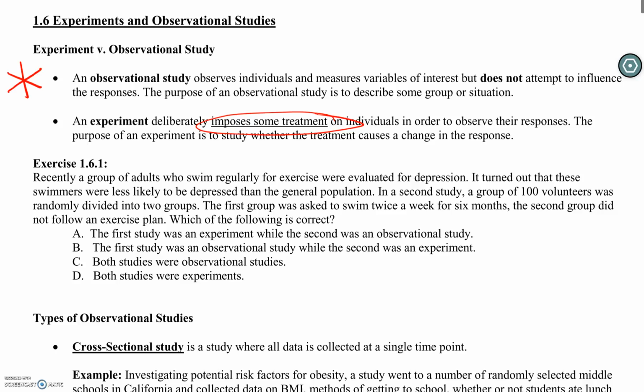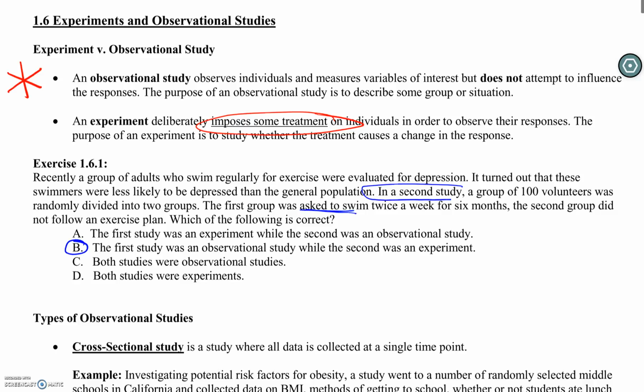All right, so hopefully this is an old exam question. This was easy. Sometimes students make a mistake here. We have a group of adults who swim regularly that are evaluated for depression. They seem to be less likely to be depressed than the general population. In a second study, a group of 100 volunteers was randomly divided and then asked to swim. So in the second study, we are asking people to do something, which makes this an experiment. Well, in the first group, we just found people who swam regularly already, so we observed them. So B should have been your correct answer, observational for the first, experiment for the second.